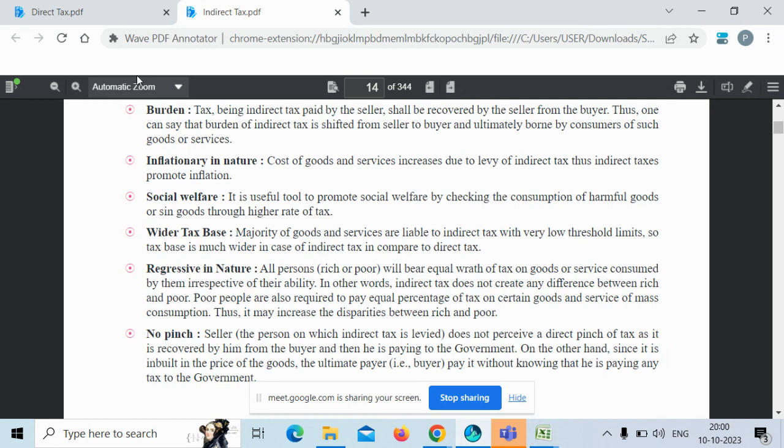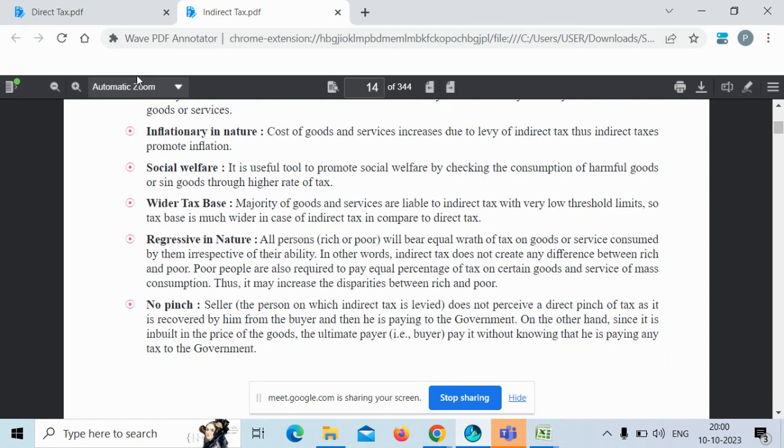Poor people are also required to pay a percentage of tax on certain goods and services of mass consumption. Thus, it may increase disparities between rich and poor. No pinch. The seller does not perceive a direct pinch of tax as it is recovered by him from the buyer and then he pays it to the government. On the other hand, since it is inbuilt in the price of the goods, the ultimate payer, that is the buyer, pays it without knowing that he is paying any tax to the government. So it will not pinch the seller because it does not have a major impact on his pocket. So it will not pinch the payer.